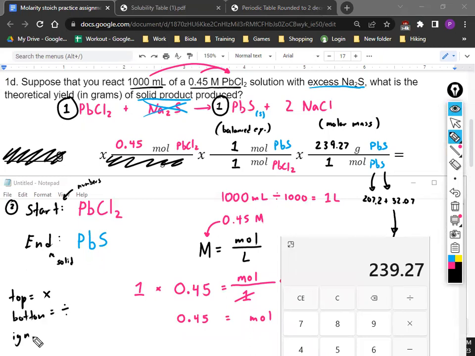And then the important thing is you just ignore the ones. Okay, if there's a 1, you just ignore it. But all the numbers on top, you multiply. All the numbers on the bottom, you divide, okay? So we're going to do 0.45, which is our starting number right here. We're going to ignore the ones. 239 is on the top, right? So what should we do with that number? Yeah, multiply. So 239.27. And our final answer is this right here, and then we're all done. Okay, 107.67. I'm going to round it, and it's going to be grams of PbS.